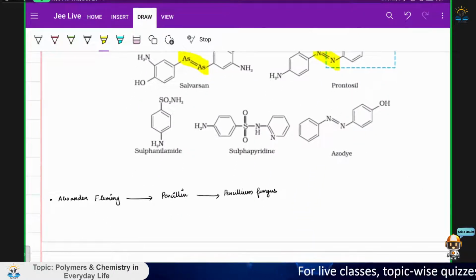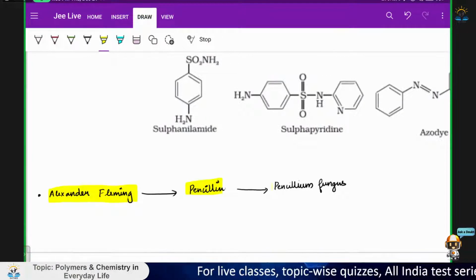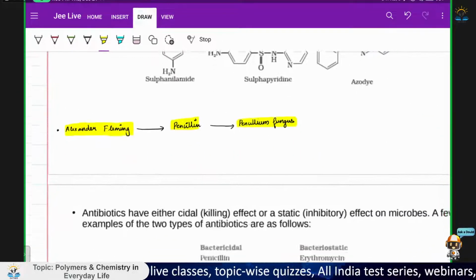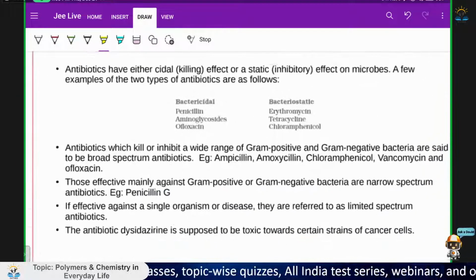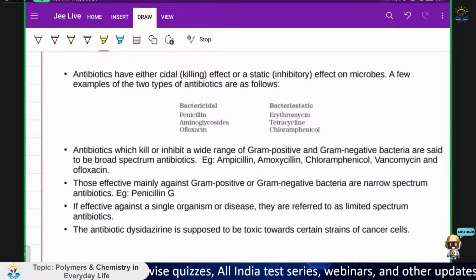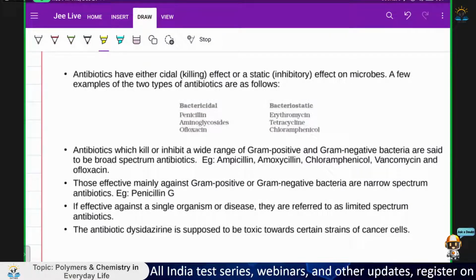And after that came what? Penicillin came, discovered by Alexander Fleming. It was revolutionary at that period. It was obtained from the Penicillium fungus. Antibiotics have either a cidal effect or a static effect. Cidal means it will kill the microbes. Static means it inhibits the growth of the microbes.